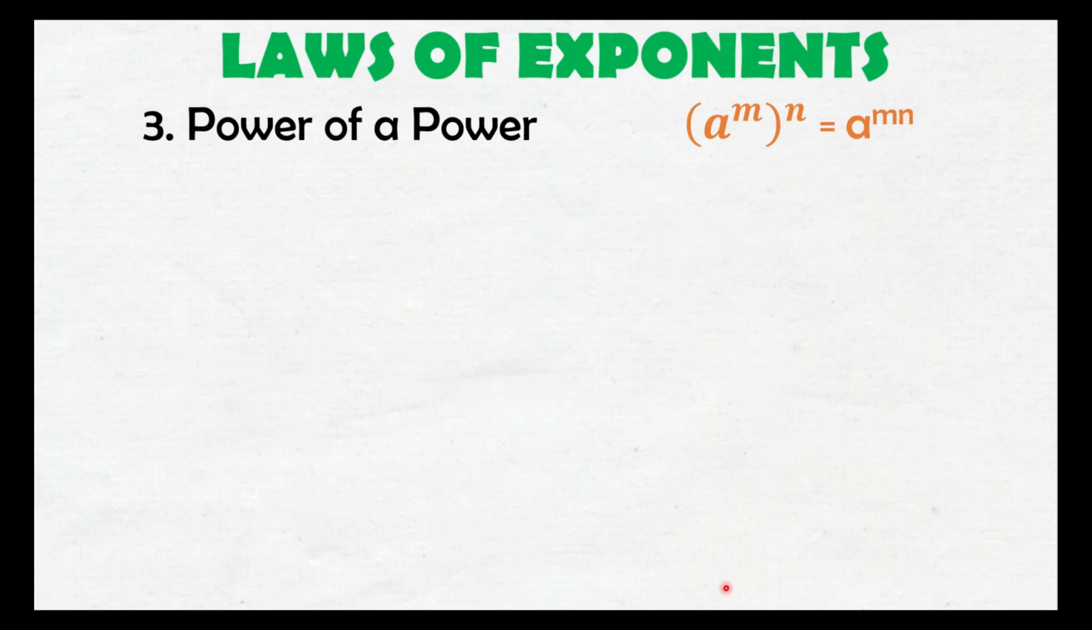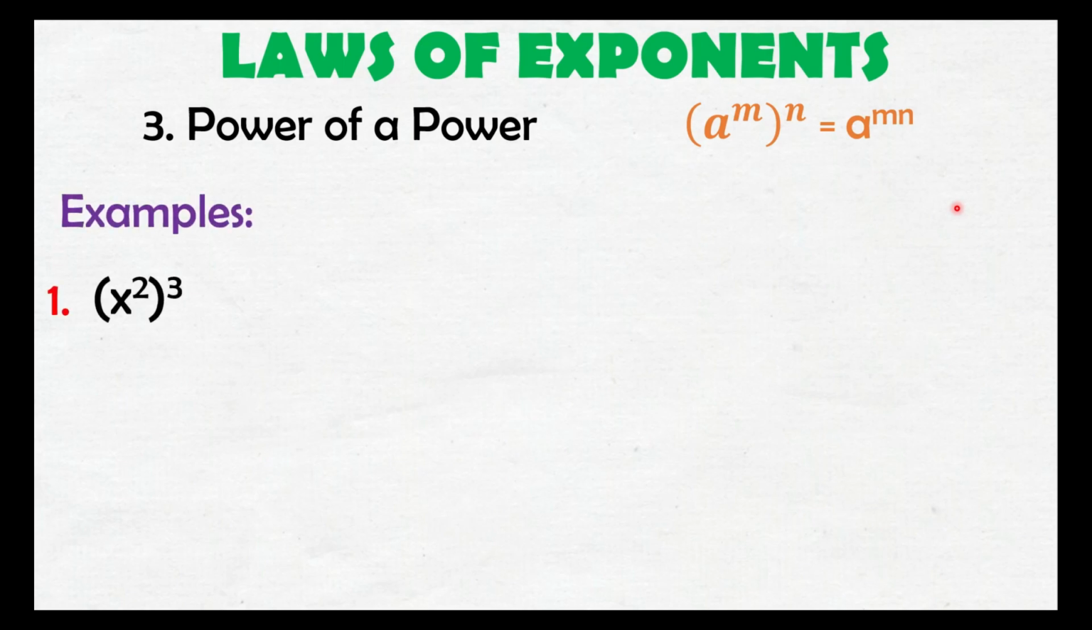Next is power of a power. Yung rule natin dito ay quantity a raised to m, raised to n equals a raised to m times n. So, ang ginagawa lang natin dito is pinagmumultiply lang natin yung mga exponent nila. Okay? So, example, quantity x squared raised to 3. So, gagawin natin is imumultiply lang natin yung mga exponent niya. So, x raised to 2 times 3. So, that is x raised to 6.